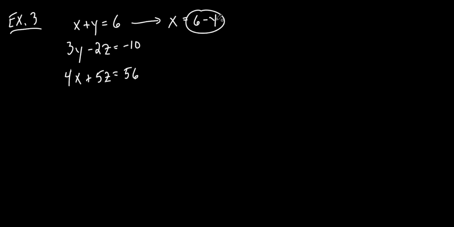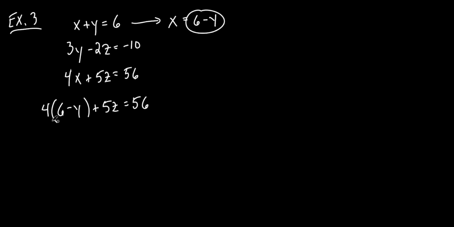So x is equal to 6 minus y, so what I'm going to do is come down here to this third equation and substitute, right, replace that x with a 6 minus y. So let's do that. It's 4 times x, which is 6 minus y, and then just write the rest of it down. Plus 5z equals 56. Let's simplify this as much as I can and then figure out what we're going to do after that.